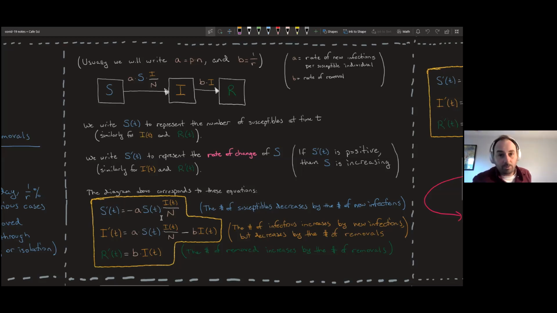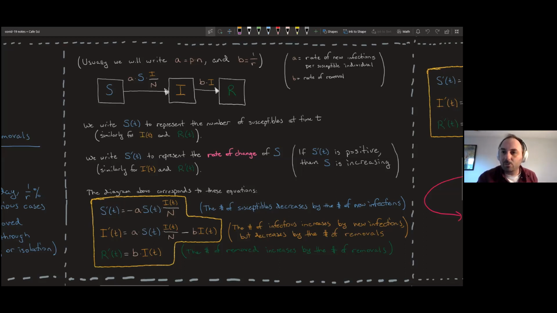So truly, all I've done is taken the labels from the arrows and put them in the equations with either a negative sign or not. So there's a negative sign if you're leaving, right? So S prime, that's how S is changing. S is decreasing. And S is decreasing at this rate. So we'll write S prime is negative A times all this stuff.